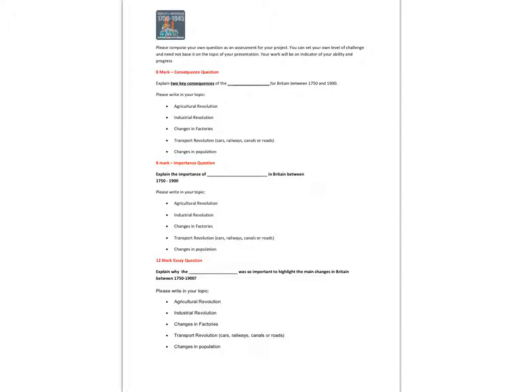2 of these are 8-mark questions from the GCSE history papers. One is a 12-mark essay question, and the final choice will be a 16-mark essay question. Obviously, the rigour in the 12 and the 16-mark questions is higher than that in the 8-mark questions.